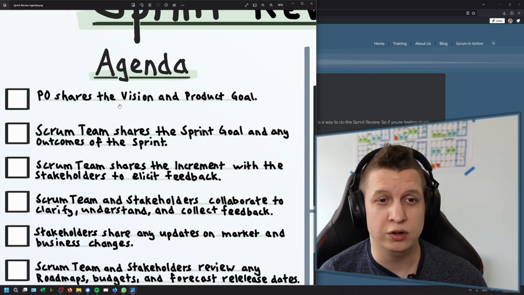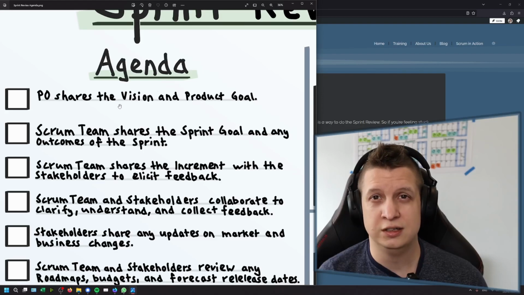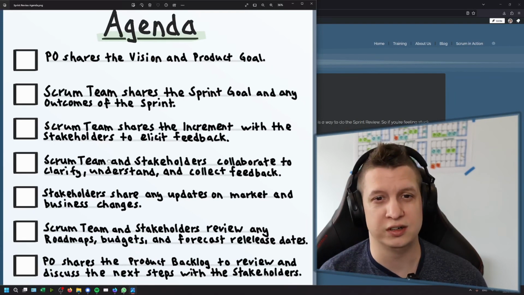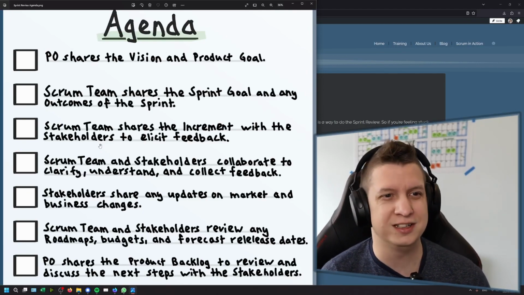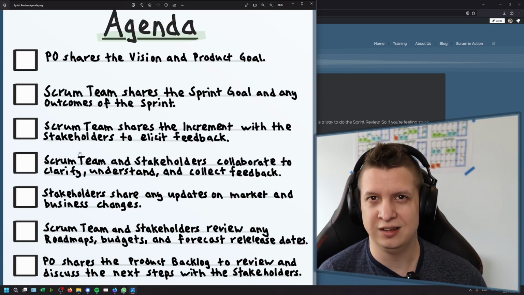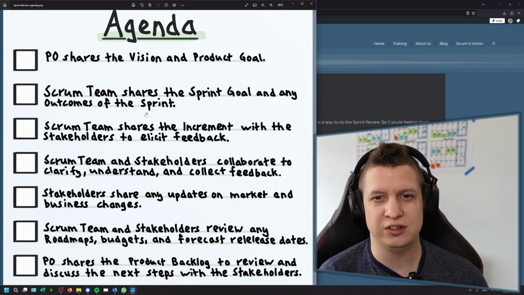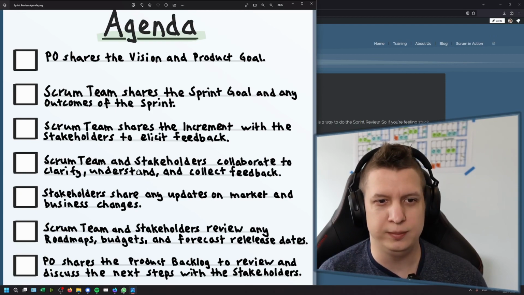And if you don't know the vision and product goal, you're doing it wrong, right? They should know it. They should almost be sick of hearing it. Hopefully not. They should still be interested in getting us there, so they should still be keen on it, but they should know it inside out. After that, the Scrum team shares the sprint goal and any outcomes of the sprint. The Scrum team then shares the increment with the stakeholders to elicit feedback, right?